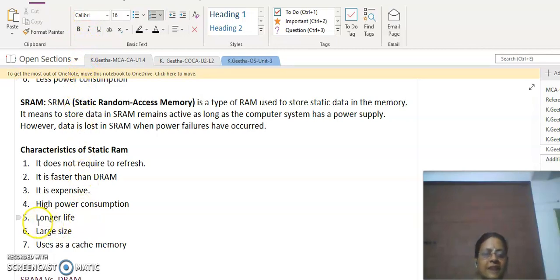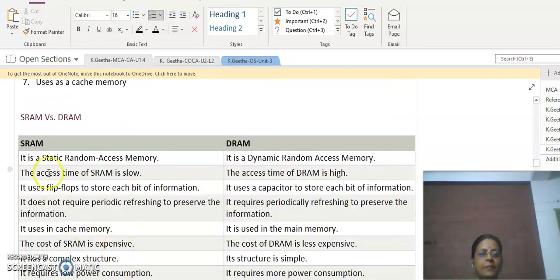It has a longer life and also supports larger size, and usually the static RAM is used for the cache memory, because we already know cache memory is a high speed memory. Its speed is attained because of the basic component which is used here, and since it is faster than DRAM, this is the most suitable memory that can be used to design a cache memory.